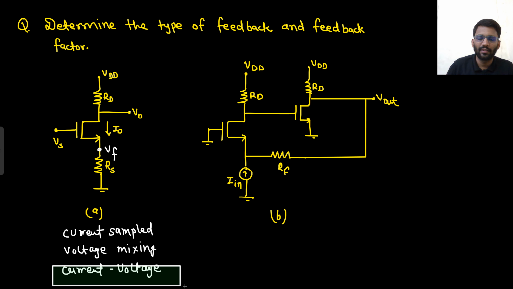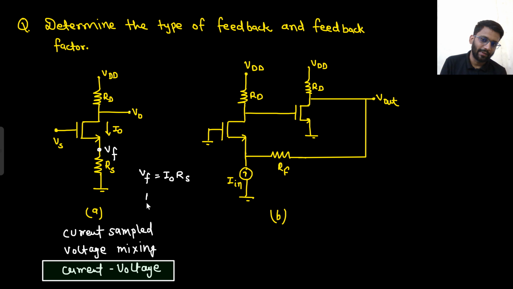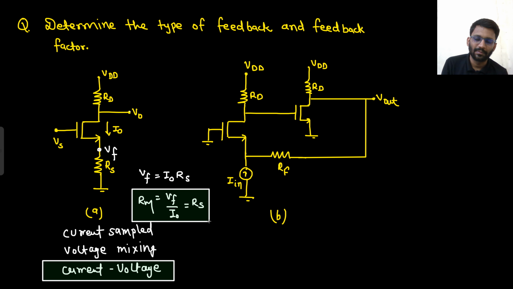And what is the feedback factor? What is your VF? VF is I naught RS, right? So what is your feedback factor? The feedback factor is VF by I naught, which equals RS. Better I should write it as RM. This is your feedback factor, RM. So the feedback factor here is RS. Nice, right? So the feedback factor is RS. Let's solve this particular problem.